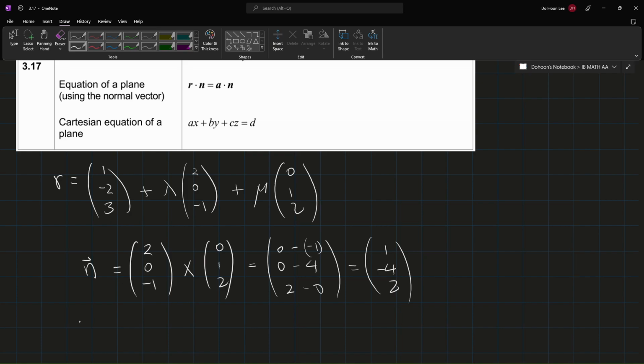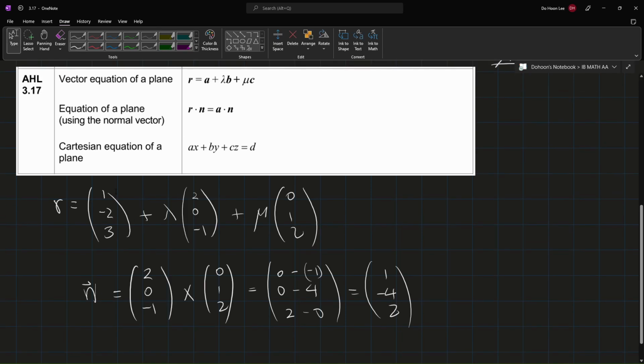So in this case, in the formula, the n represents the normal vector, which is the vector product of B and C, of the previous one. Okay, then what? As you can see, we should do a scalar product with n on both sides. Okay, do you see that? On the left-hand side, we did r dot n, and on the right-hand side, we should find the scalar product of a plus lambda b plus mu c with n.